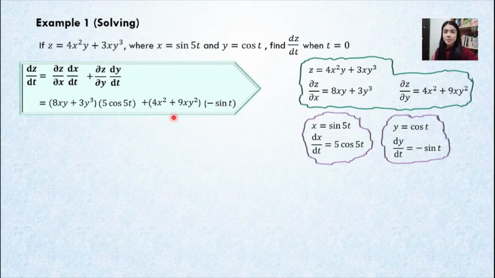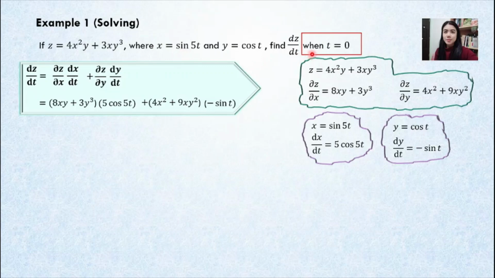Now we temporarily stop our dz/dt here because we need to look at the further information that we have, that is when t equals 0. They want you to find dz/dt when t equals 0. So you can substitute the t here and t here. But what about the x and y? You need to figure out the values of x and y before you do the substitution. Where do we obtain the information of x and y? You can obtain it from here.